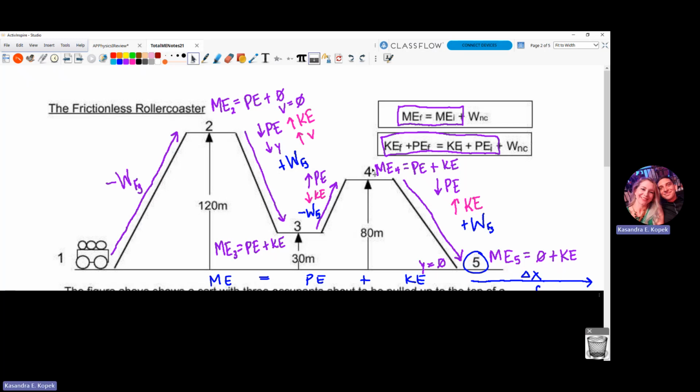From 4 to 5, right, at the top of 4, we have both potential and kinetic still. That didn't change. But now, as we go back down the hill, our potential is decreasing. Our kinetic is increasing, right? Our height is going down. Our speed is going up. We're going with gravity, so our work is positive.